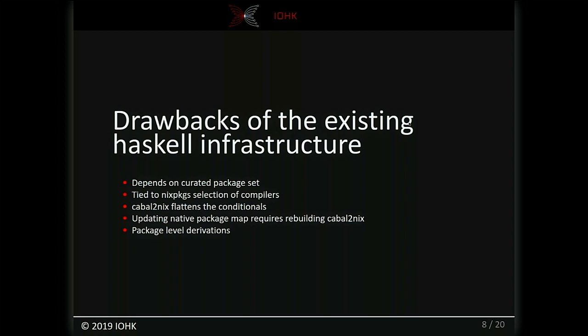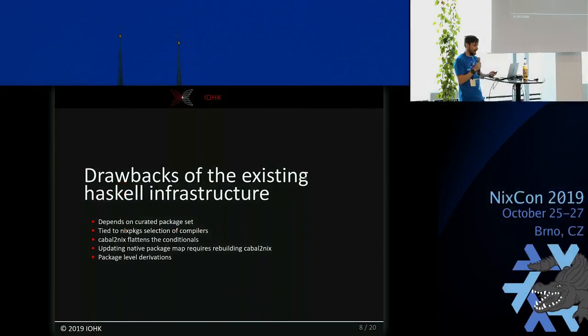The cabal to Nix tool will flatten the conditionals that cabal files can have, like the operating system, architecture, GHC, other flags, at build time. Hence, if the cabal file was converted on a Linux machine, it will almost always miss the Windows branches, or might miss macOS branches. Hence, overwriting of expressions is needed to patch back in existing library dependencies. This makes cross-compiling Haskell packages rather complicated.